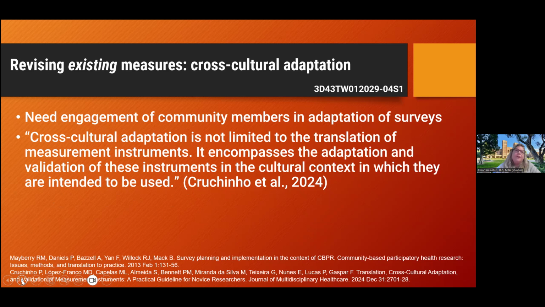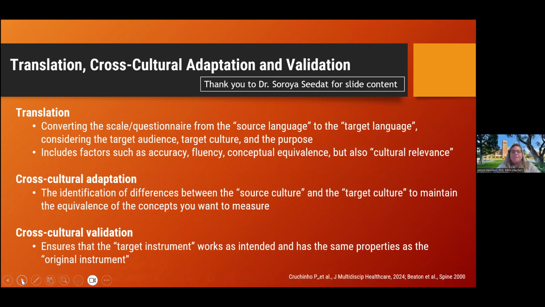And again, we're not talking just about translation. That is definitely going to be part of it, typically. It's not just translating from one language to another, but it's adapting and validating instruments within a particular cultural context. And while there's a decent amount of literature out there on this, it is not as much as we might think, and there's probably not as much as we need. So there are many different dimensions of translating, adapting, and validating.